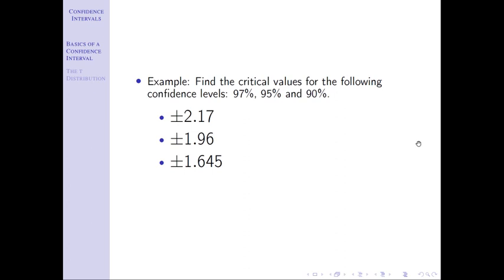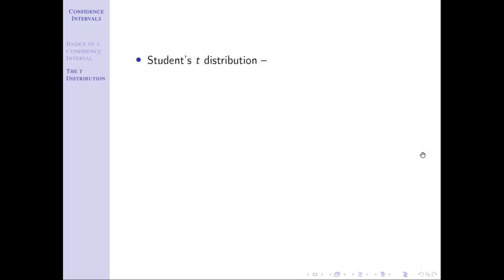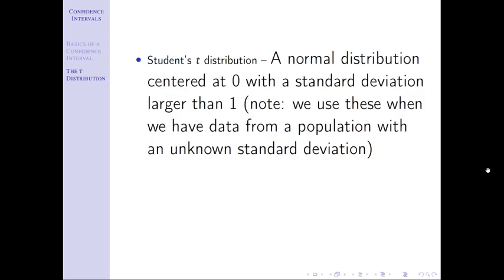So up until now, we've only had one named distribution. It's the z-distribution. Again, z meaning standard normal. It means a normal distribution with a mean of 0 and a standard deviation of 1. Next, we're going to talk about a t-distribution. The student's t-distribution is also a normal distribution. It also has a mean of 0. However, it has a standard deviation larger than 1.